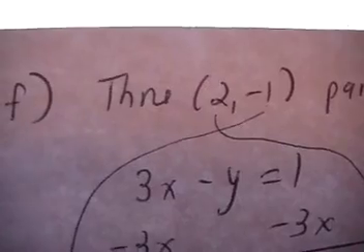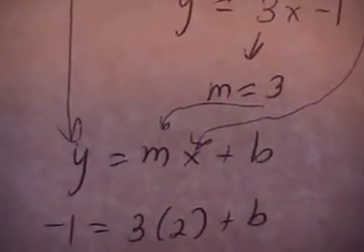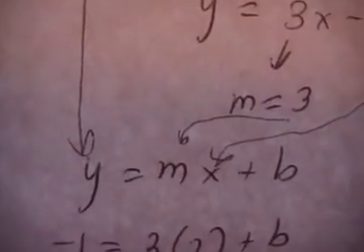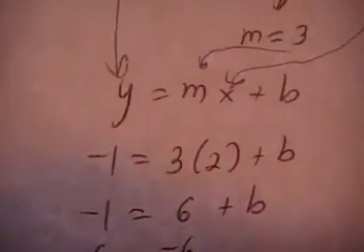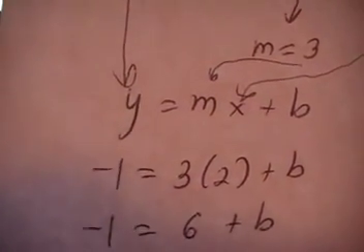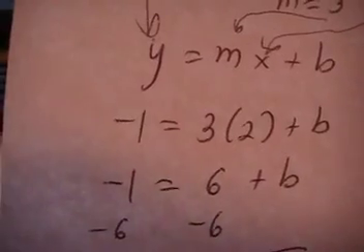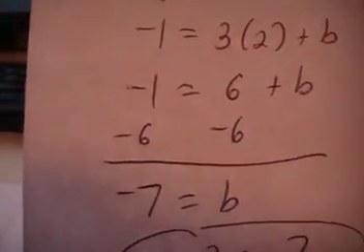And you can take the 2, which is the x, and plug that in for x into y equals mx plus b. So we're just temporarily plugging in for y and x, just so we can figure out what b is. B is the y-intercept. So 3 times 2 is 6. Subtract 6 from each side. B equals -7.